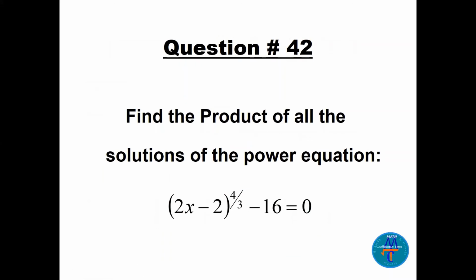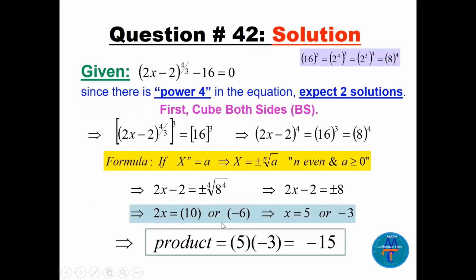Find the product of all the solutions of this power equation. See, power equation here, we have 4 over 3 in the power. So the power is 4, even, and this is the index because 1 over 3 is like cube root of 2x minus 2. So we can expect here two solutions because the power here is even. So let's take 16 on the other side. And then cube both sides. So this cube will go, we have only (2x minus 2) power 4 is equal to 16 cubed.